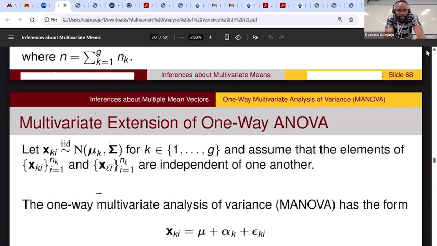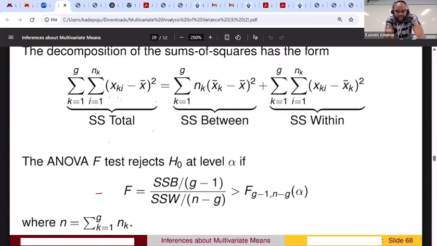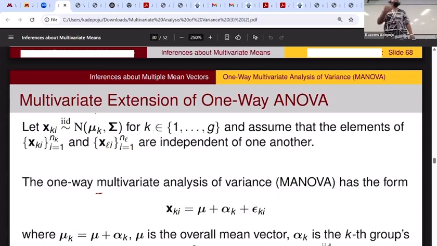But away from this now, I want to have a multivariate extension of one-way analysis of variance. Why is it called one way? One factor, one group, one categorical factor. We could have two-way as well. Now if I take a look at this, what assumptions am I having here? Equal covariance matrix across groups. Take a look at that.